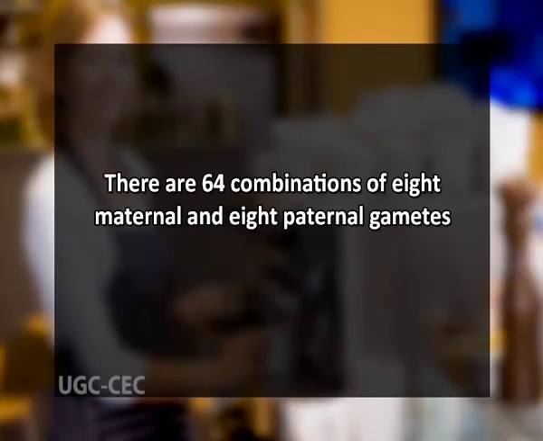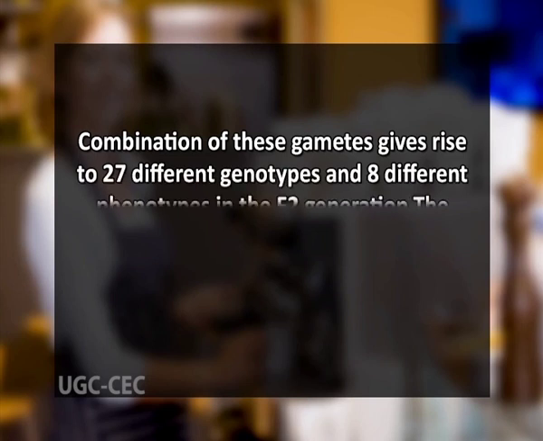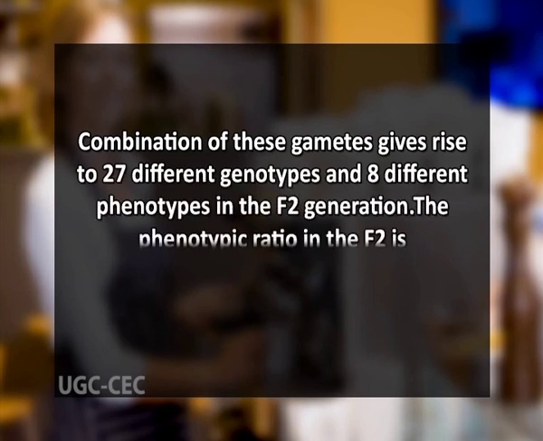Here, the proportions of F2 genotypes and phenotypes are predicted with precisely the same logic used before, by considering each trait independently. The independently assorting pairs of traits in the cross are smooth and wrinkled seeds, yellow and green seeds, and purple and white flowers. There are 64 combinations of 8 maternal and 8 paternal gametes. Combination of these gametes gives rise to 27 different genotypes and 8 different phenotypes in the F2 generation.